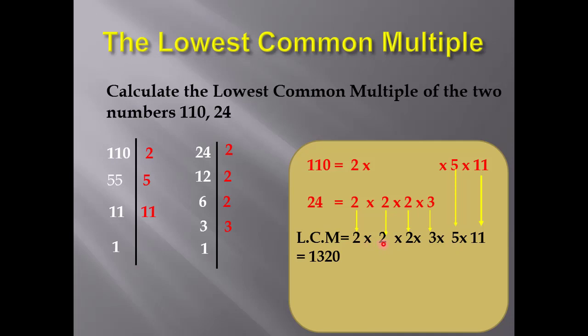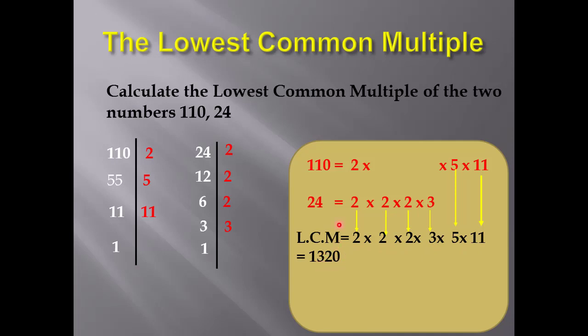2 times 2 is 4. 4 times 2 equals 8. So 8 times 15 times 11. Okay, we studied before how to multiply. So here we want to multiply them. The result will become 1320.